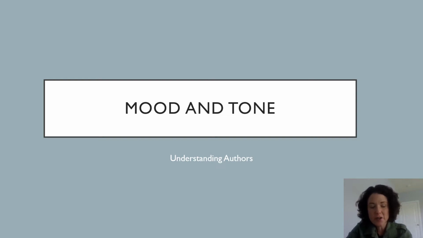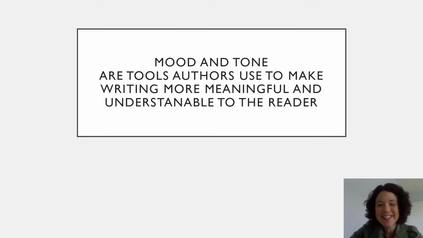Today you're going to take what you learned last time about plot, conflict, and character, and raise it up a level, and we're going to talk about mood and tone. So here we go. Mood and tone are tools that authors use to make writing more meaningful, and they help us understand what we're reading better. We're going to talk about what's different about mood and tone, and we're also going to dig into a story to see what authors do to show us what the mood is and what tone is.